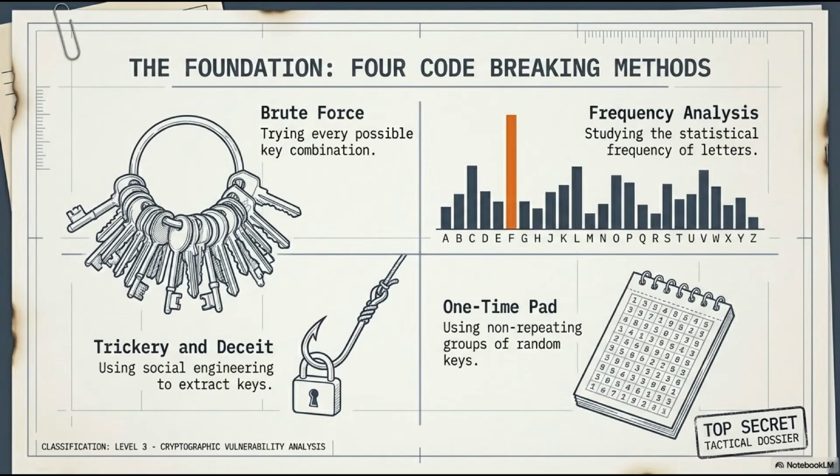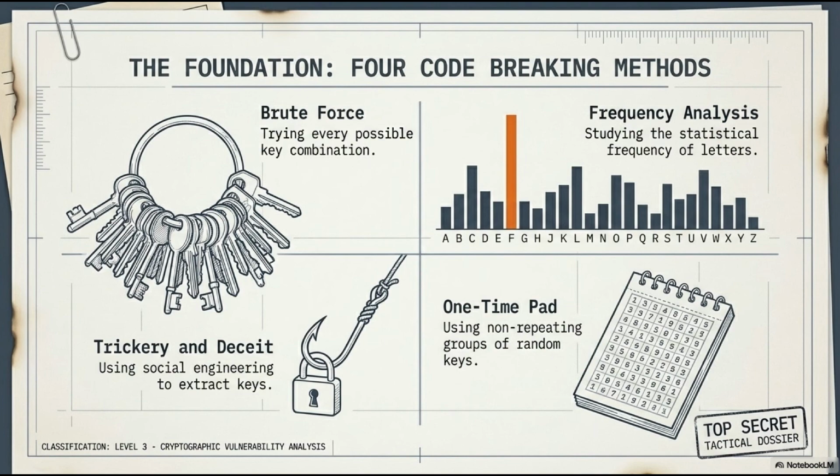Right. Then the third method is trickery and deceit. So social engineering, phishing, manipulation, just extracting the keys from the human element. The weakest link. Always. And the fourth one is the one-time pad, which is using non-repeating groups of completely random letter or number keys. It's actually a defensive concept representing perfect secrecy. Because it's random, you can't use that football frequency analysis on it. There's no pattern to track. Exactly, yeah. It just looks like pure noise.